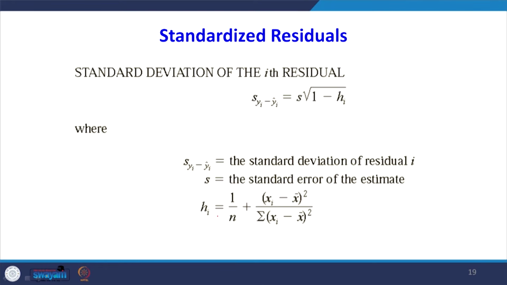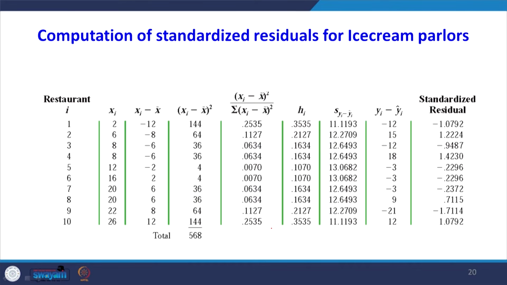You can find hi equal to 1 by n plus (xi minus x bar) whole square divided by sigma of (xi minus x bar) whole square. So, there is an illustration. Here i is there, x is there. We are finding xi minus x bar because this value will be useful for the formula in the previous slide. So, (xi minus x bar) whole square, divided by sigma of (xi minus x bar) whole square, then you can find hi. From hi you can find the s of yi minus y hat i. From that you can find the error yi minus y hat i. Then you will get the standardized residual.